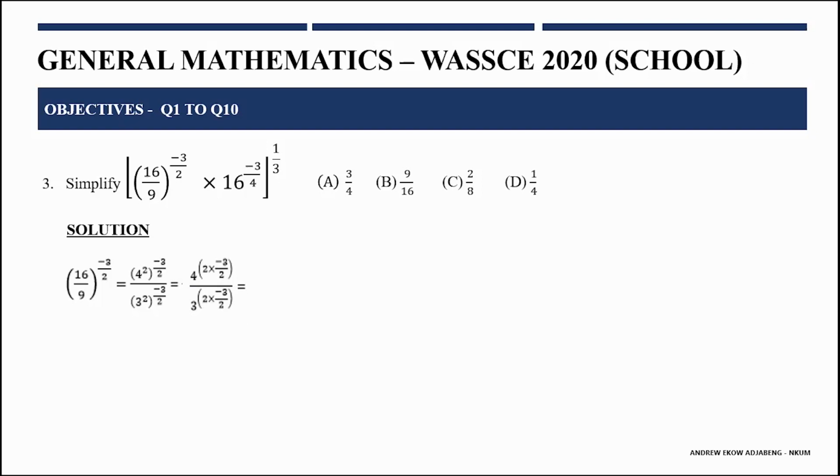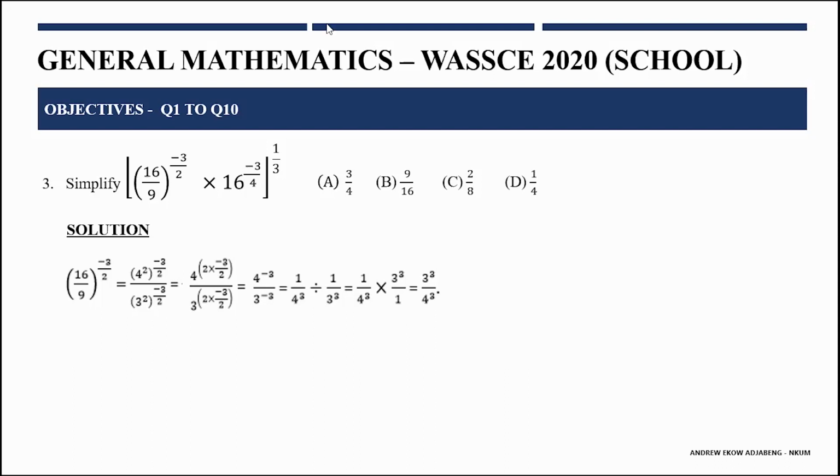Multiply and the 2 cancels out, 2 cancels out, leaving our next value as 4 raised to the power negative 3 and 3 raised to the power negative 3. Then we convert that into a fraction. The 4 raised to the power negative 3 becomes 1 over 4 raised to the power 3, divided by 1 over 3 raised to the power 3. That is equal to 1 over 4 raised to the power 3 times 3 raised to the power 3 over 1.